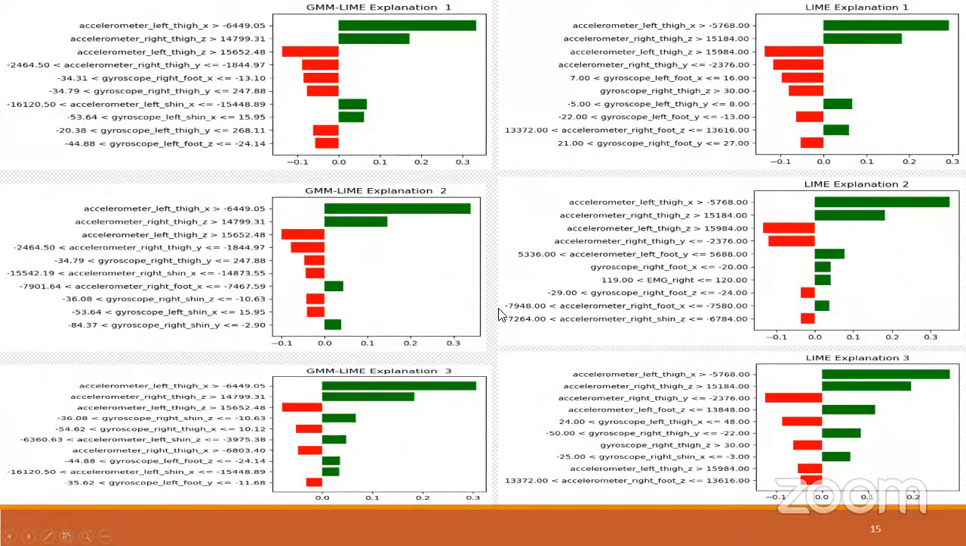Again, we also represented it using a bar graph, and these are the features. So still the same cycles. This side is the GMM modified, and this side is the LIME explanation. You can see there are some slight differences from one cycle to the other because it's still work in progress, trying to optimize it or improve it so that we can gain as much stability as possible.